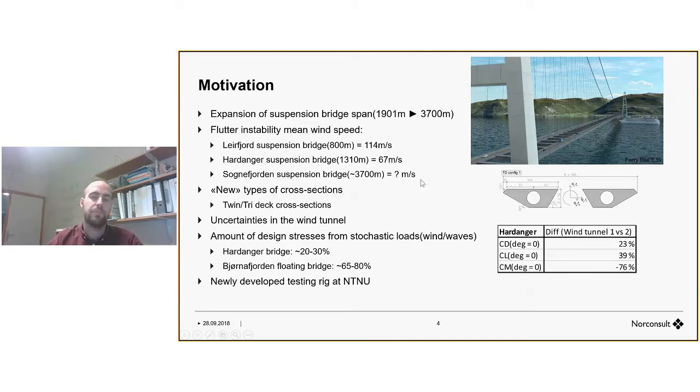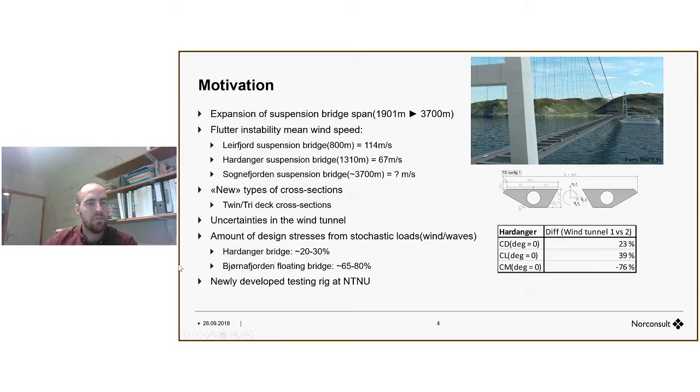So people have decided to use twin deck or even triple deck cross sections. This is a twin deck cross section here, and it's a kind of new cross section. There are not many bridges that have been built with this cross section, so this needs to be researched properly. And on top of that, we have a lot of uncertainties in the wind tunnel. An example here is from the Hardanger Bridge. It's two different wind tunnels, but it's a really easy, standard test. You can see that there are major differences in the static coefficients from these wind tunnel tests. So it shows the lack of precision in the wind tunnels.